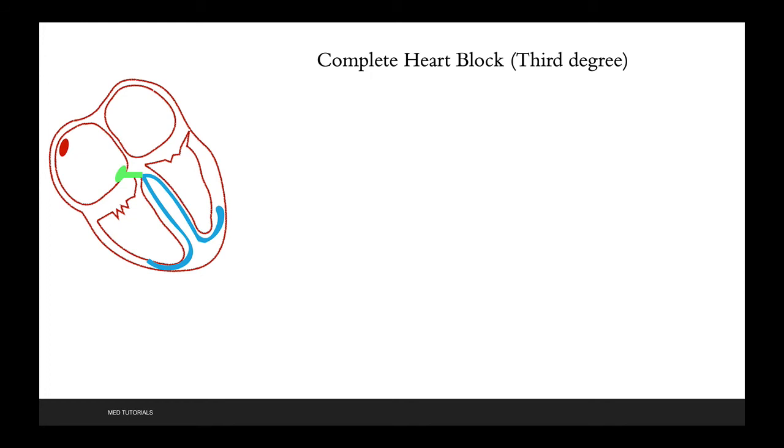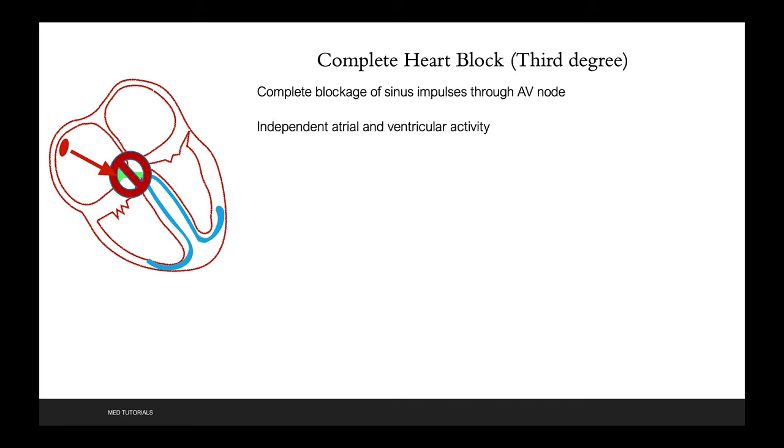Now we come to the final form of AV block, that is third degree AV block, that is sometimes what we call popularly as the complete heart block. So here we have complete blockage of the sinus impulse through the AV node. It's completely blocked. And because of that we see there's independent atrial and ventricular activity.